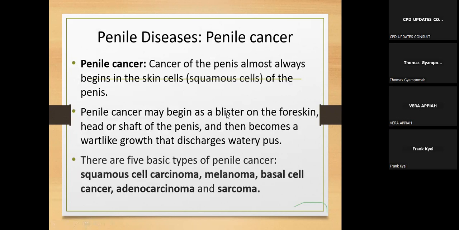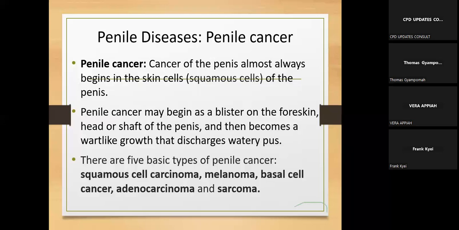You are also talking about conditions that can affect the penis. You can have penile cancers. Cancer of the penis almost always begins in the skin. And remember, the skin of the penis is just like the skin of the body. It is stratified squamous, and it can be cancerous. When the squamous cells become cancerous, I'm sure all of us know squamous cell carcinomas. Squamous cell carcinomas are the commonest cancers that can affect the penis.